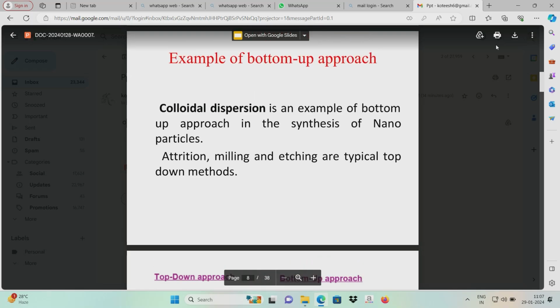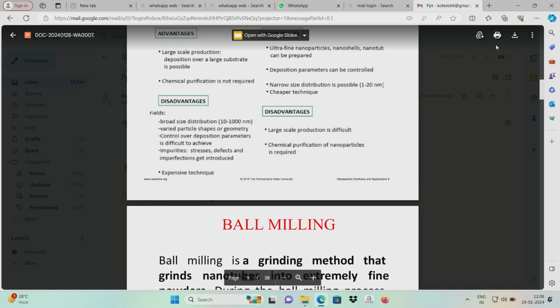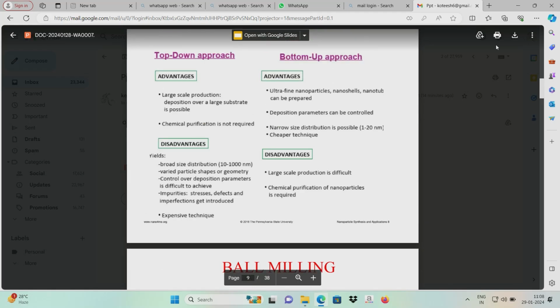The examples of the top-down approach I have mentioned here are colloidal dispersions and etching, which are typical top-down methods, and this is also something we use in our daily life. I will tell you later.